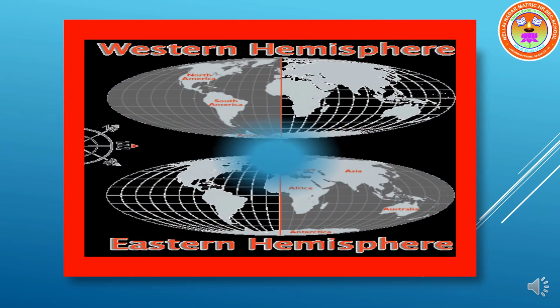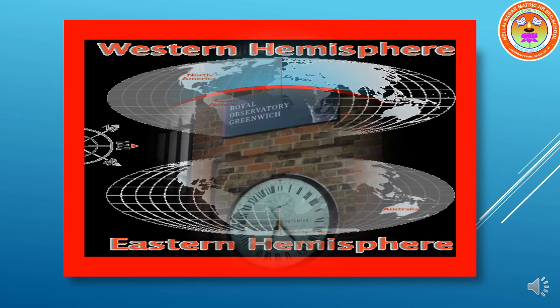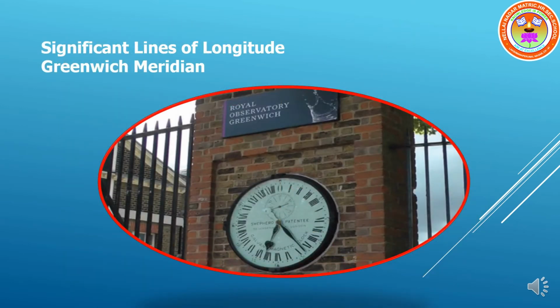Now, let us see the continents which are located in the Western Hemisphere and Eastern Hemisphere. See this image children. North America, South America and half part of Antarctica are located in the Western Hemisphere. Next, see the Eastern Hemisphere. Europe, Asia, then Africa, half part of Antarctica and Australia are located in the Eastern Hemisphere. Is it clear children? Next we are going to see about significant lines of longitude, Greenwich meridian.